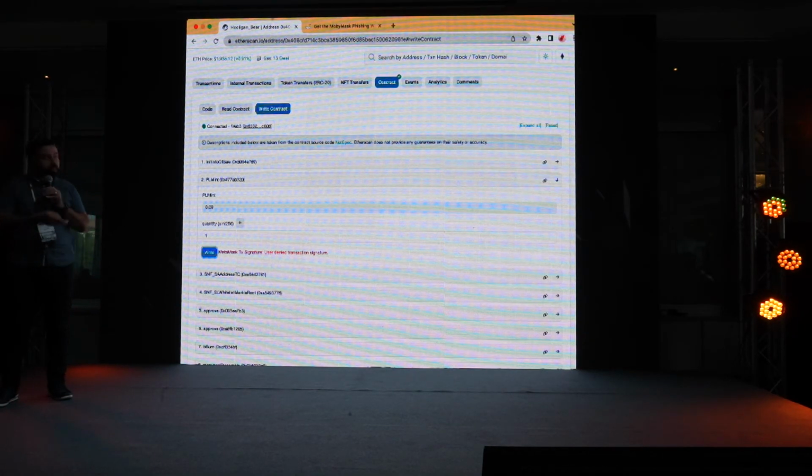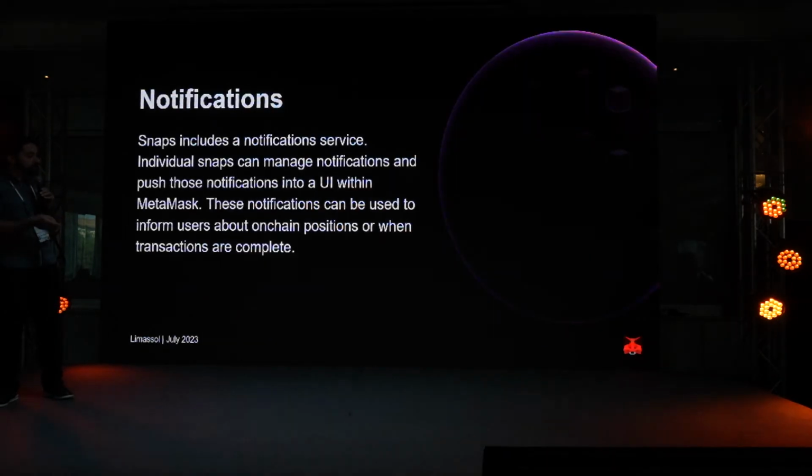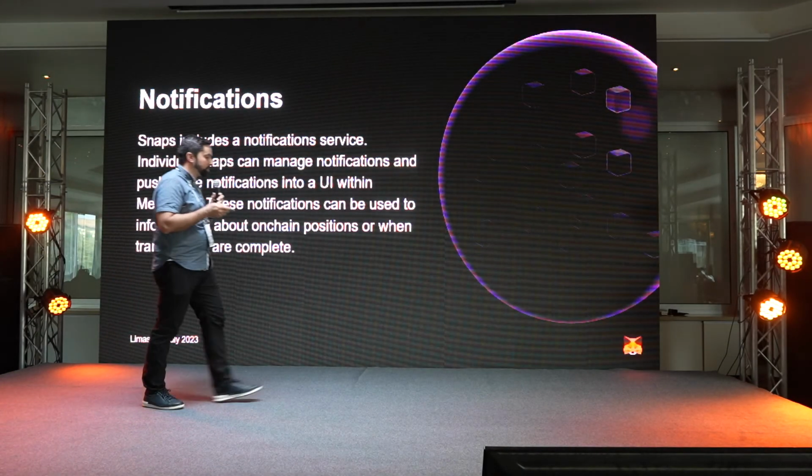That's a pretty simple example, but we're actually working with multiple security providers who are going to be using this interface, and you'll see it in the MetaMask send flow and contract interaction flow. Now, these next few I don't have examples, but I'm going to talk through them.